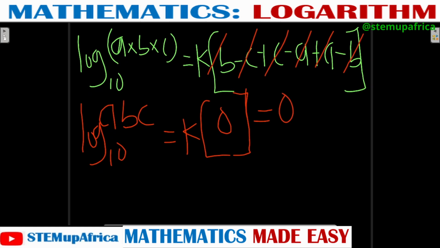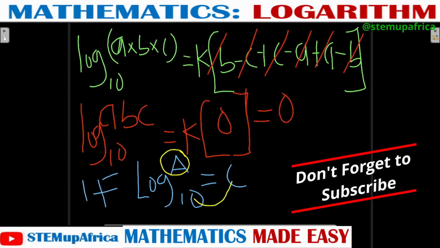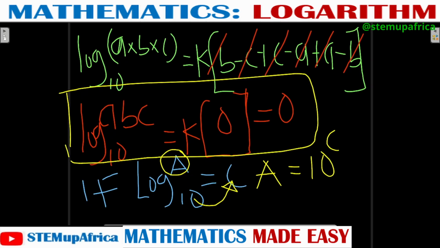0. Let's also quote another law of logarithm that says, for instance, if log a in base 10 equals c, to find a, which is what I'm looking for right now, the law says whatever I have here should be raised to this. So my a becomes what? 10 raised to power c. So let's apply the law in this expression now. The logarithm of abc in base 10 is equal to 0.